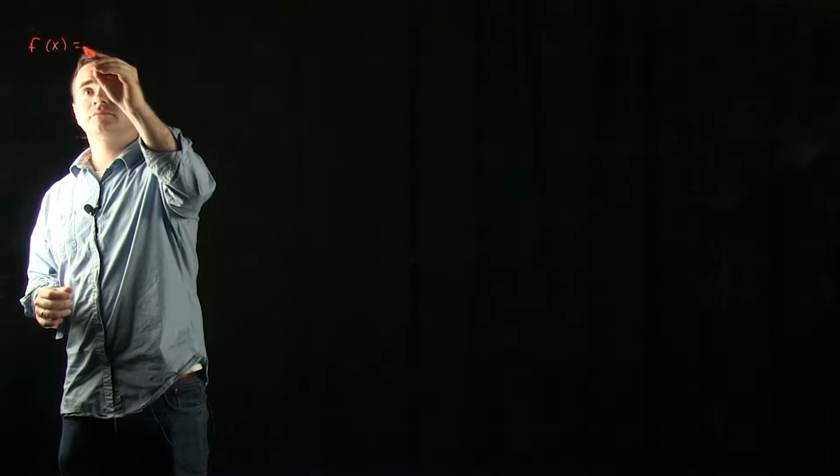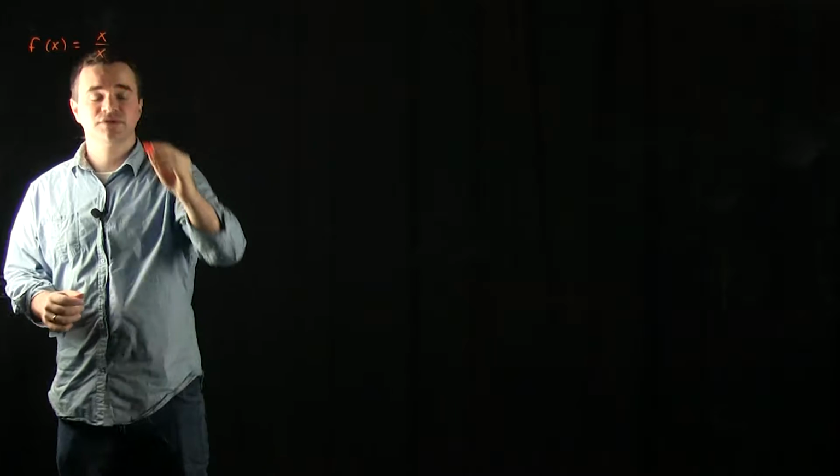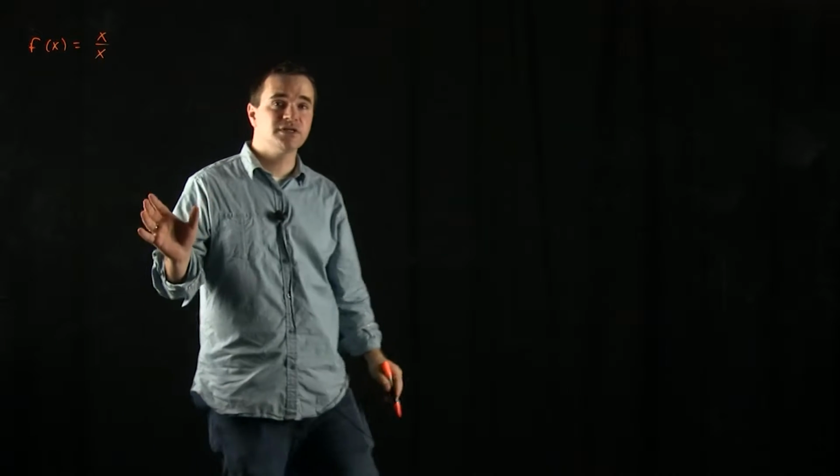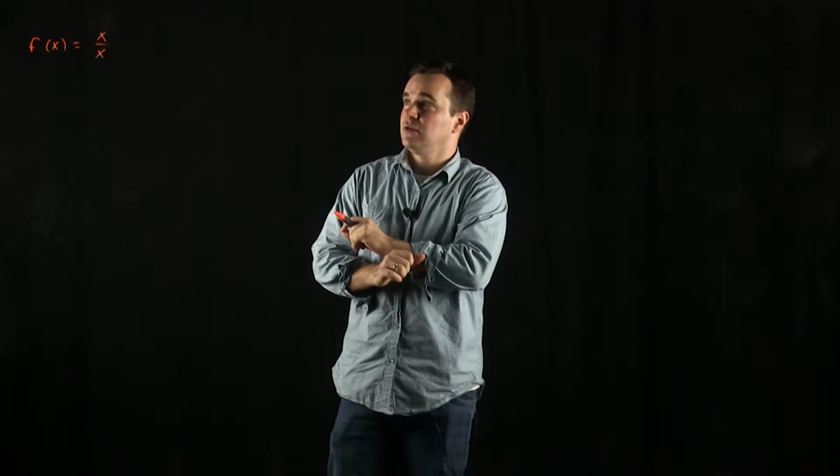Indeterminate forms, what are they? Let's find out. Starting off with an example, here's maybe the simplest example I can think of. Let's look at f of x equals x over x. So this function is nothing but a straight line with a hole in it at the origin.